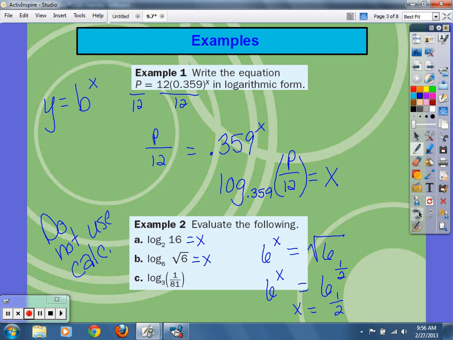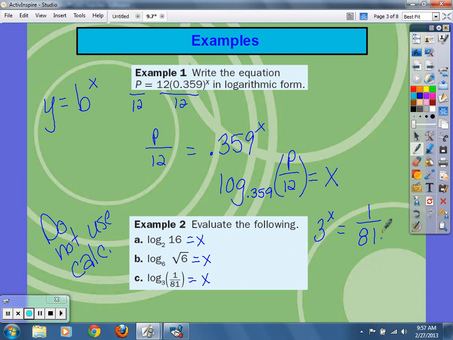Everything is getting tied together here. Last one. We don't know what it equals, so we'll say x. 3 to the x equals 1/81.